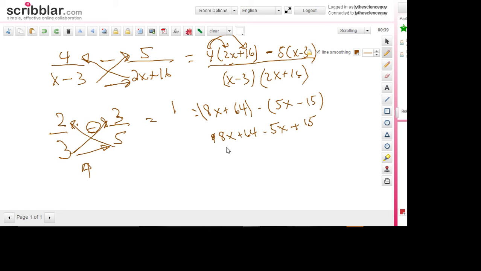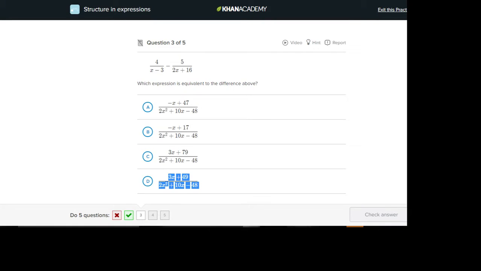Now simplify the top for me. Keep on doing the math. So 64 plus 15 is 79. And then I can do 8 minus 5, which is 3x. So 3x minus 79. Is it minus 79? Isn't it plus, right? Oh yeah, plus. Now let's look at our answers and see if that's on the top of one of these.